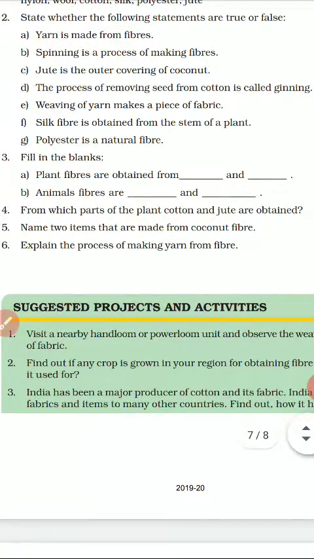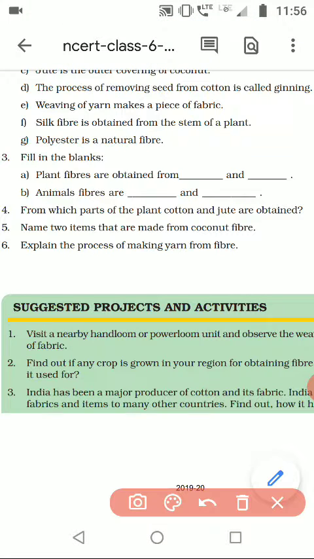Next, fill in the blanks. Plant fibers are obtained from jute and cotton. Animal fibers are obtained from wool, goat, sheep, and the silkworm. From which part of the plant are cotton and jute obtained? Cotton is obtained from the flower and jute is obtained from the stem.